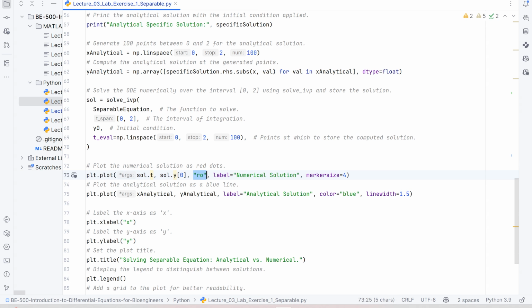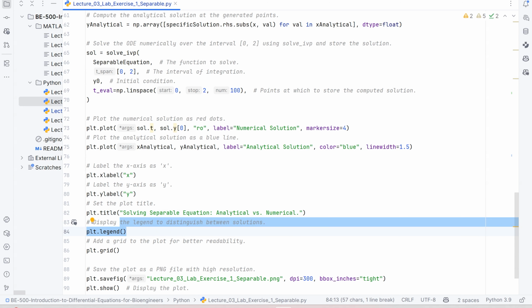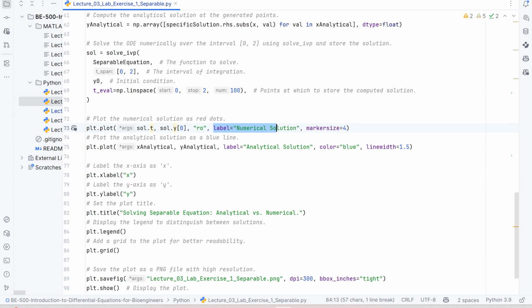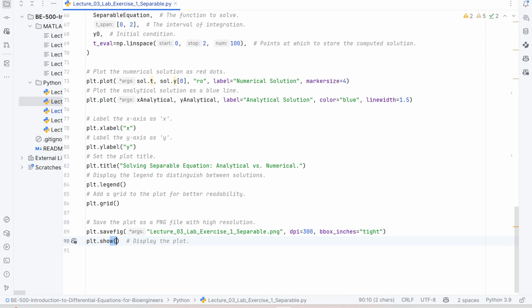Plot it as red and circles, add a label, and set the marker size of 4. Then plot the analytical solution with a color blue and line width of 1.5. Set labels, set title, set the legend, and the legend here will get the benefit of the set labels here and here. Set a grid. You can save and show the figure.